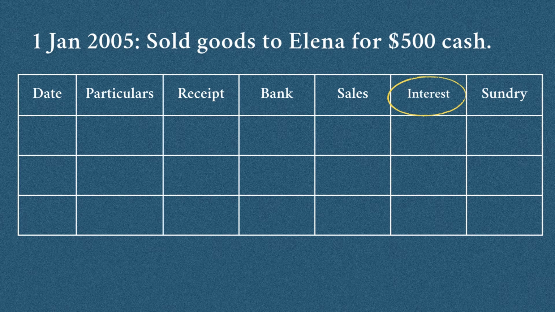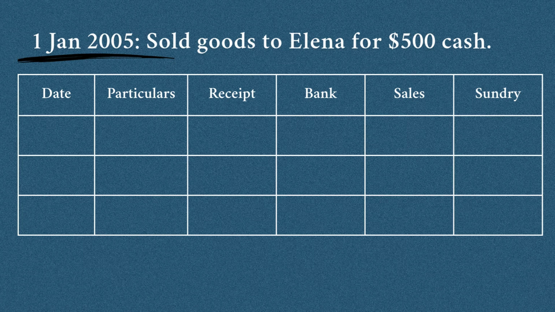Anyhow, back to our transaction. Note that this transaction took place on the 1st of January 2005. Therefore, the date to be recorded in the date column should be 1st January 2005. In the particulars column, here you record the item where the business received cash from. In this case, it would be sales or cash sales. The business received cash from selling goods to a customer, Elena.